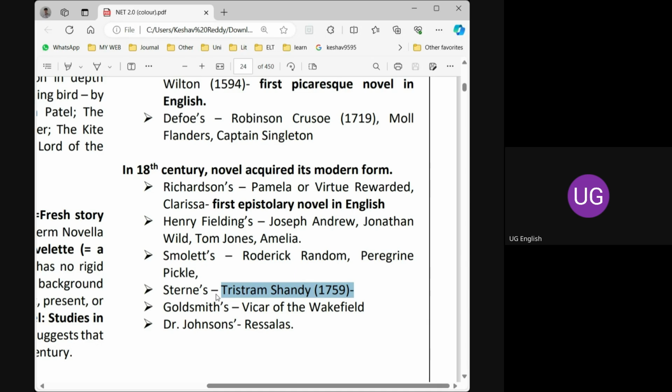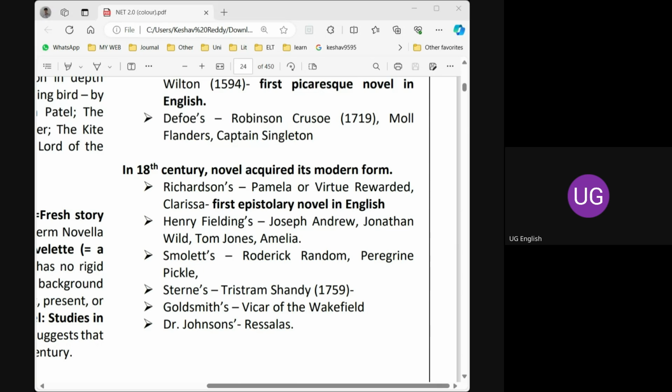James Joyce's novel. Any idea about James Joyce's works? He's a modernist, and we'll discuss his novel also. This is one of the first experimental novels in English literature.